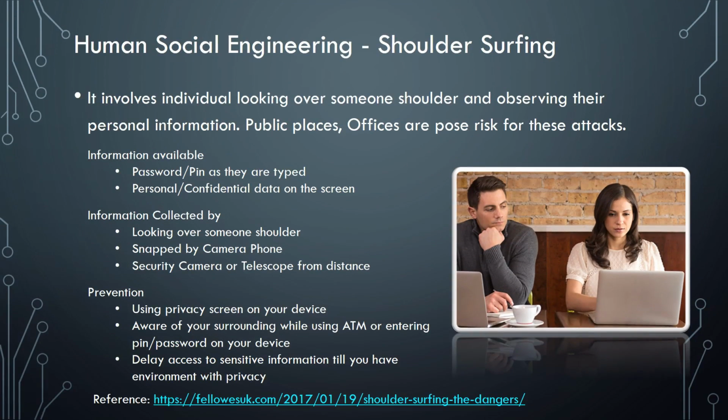Shoulder surfing involves someone looking over your shoulder and observing your personal information. An example includes someone sitting in a train, airplane, or bus with their laptop open and somebody standing or sitting behind them and seeing exactly what is on the laptop. Another example would be someone watching as you enter a password or PIN for an ATM or mobile phone. Information can also be accessed by snapping a picture, using a security camera behind you, or using binoculars from far away. Public places like cafes, public transport, and offices pose risk for these kinds of attacks.